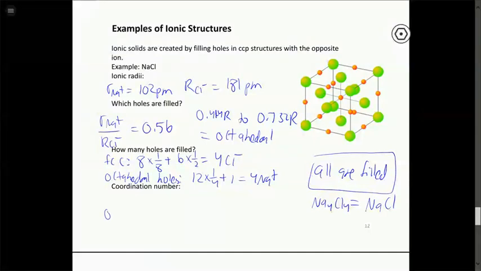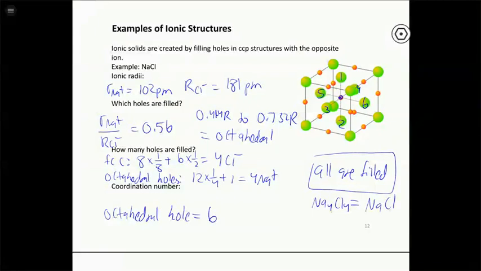And then finally, the coordination number for an octahedral hole. I should have given this on the table on the last slide, but that's going to be 6. Remember, octahedral means 6 coordinates, so there's going to be 1, 2, 3, 4, 5, 6 chloride ions that surround each sodium ion. So a coordination number of 6 when you have an octahedral hole occupied.